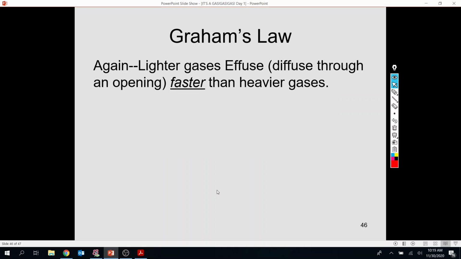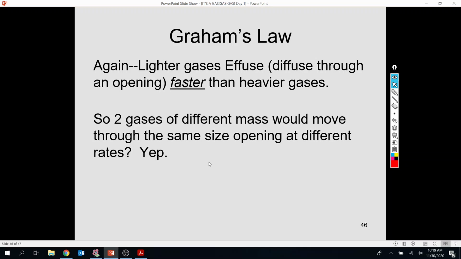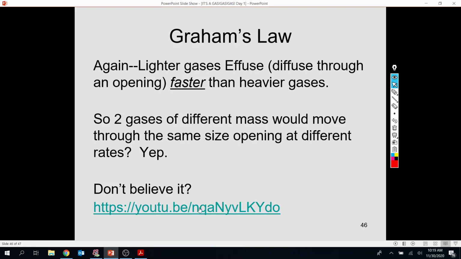All right, so again, lighter gases effuse faster than heavier gases. Mr. Willis, I'm not sure. Okay, so two gases of different mass would move through the same size opening at different rates? Absolutely. Mr. Willis, I don't know if I believe you about this. Don't believe it? Let's check it out.